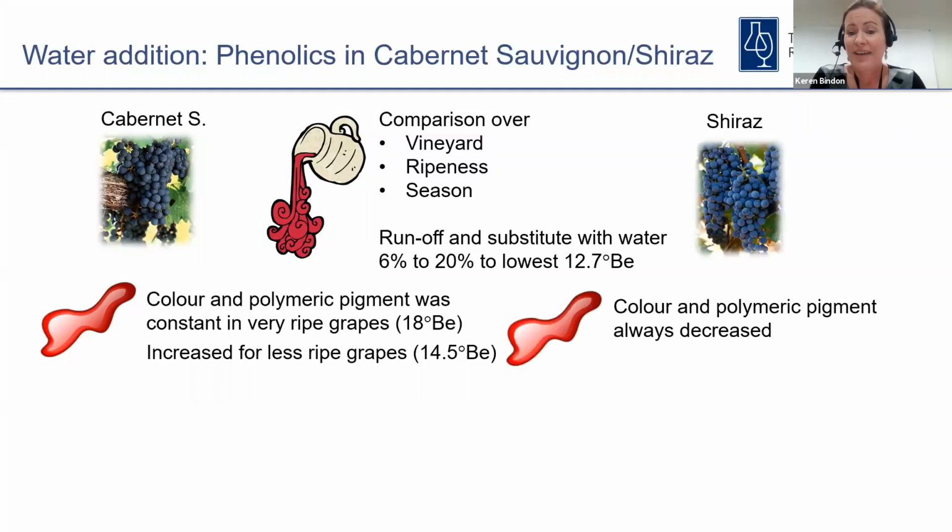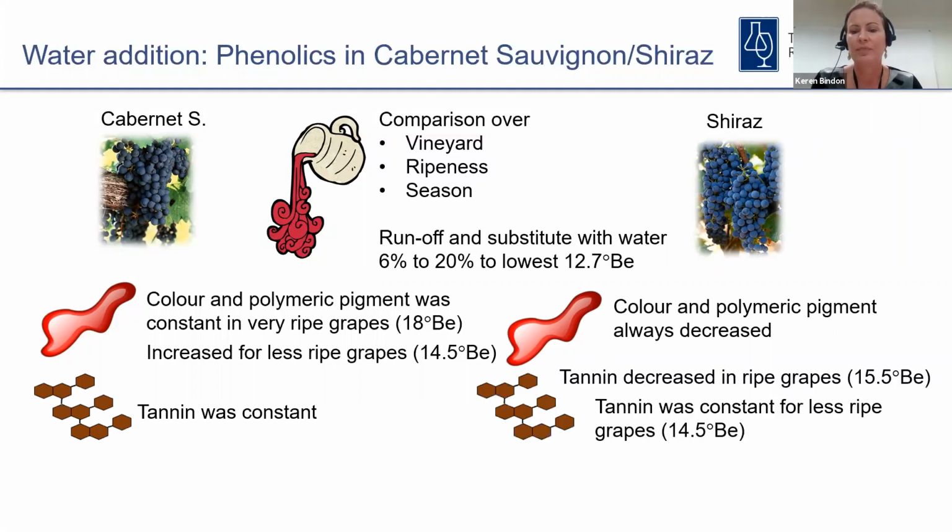For Shiraz, we found that the opposite occurred. Colour and polymeric pigment always decreased when water additions were made. We looked at various ways of reasoning why this might happen, and that kind of work is still ongoing. Tannin in Cabernet Sauvignon was also found to stay constant with water addition and did not increase when the grapes were less ripe. And for Shiraz, it was found that tannin decreased when the grapes were very ripe. This was in response to different levels of water addition as well. But it was found that tannin was constant when the grapes were less ripe.